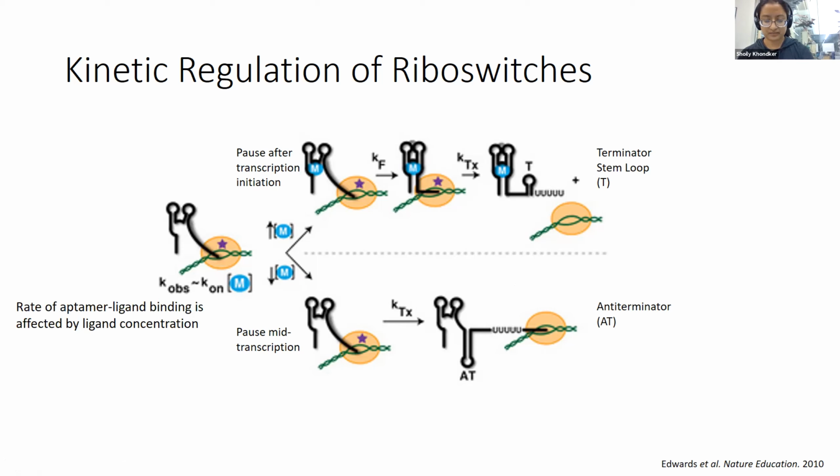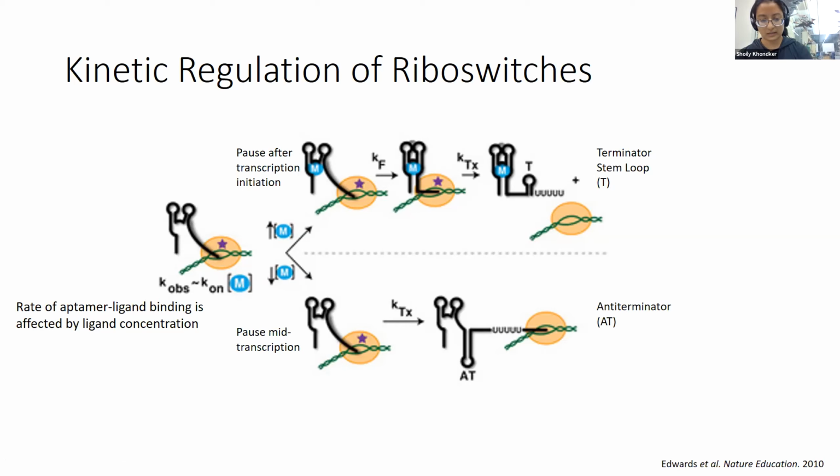There are several kinetic factors that are involved here. So Kf refers to the rate of the secondary structure alterations in the aptamer. Ktx refers to the rate of transcription, and K observed and K un represent the rate of aptamer ligand binding. So this is something that can be affected by the ligand concentration in the cell.